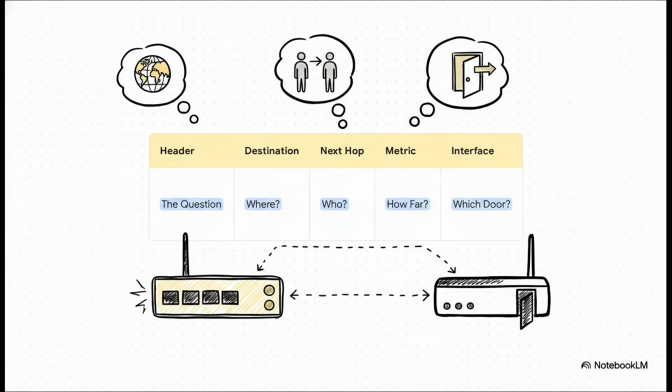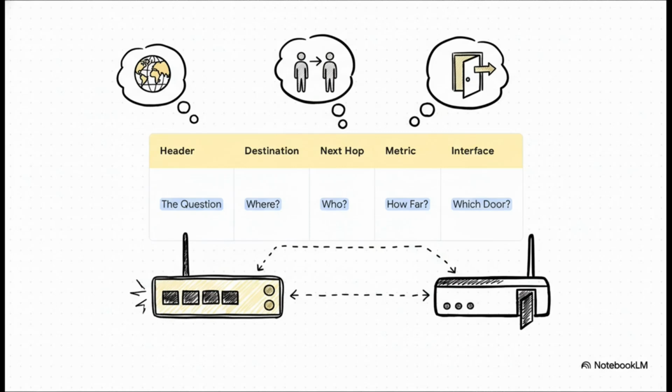Destination is just the address of the network it's trying to reach. Think of it like a zip code. Next hop is the IP address of the very next router in the chain. It's basically the router saying, look, I don't know the whole route, but I know the next guy to hand this off to. Then you've got metric, which is all about distance. It helps the router pick the best, shortest path. And finally, interface is just the physical door, like Ethernet port 1 or port 2, that the data needs to go out of. That's it.